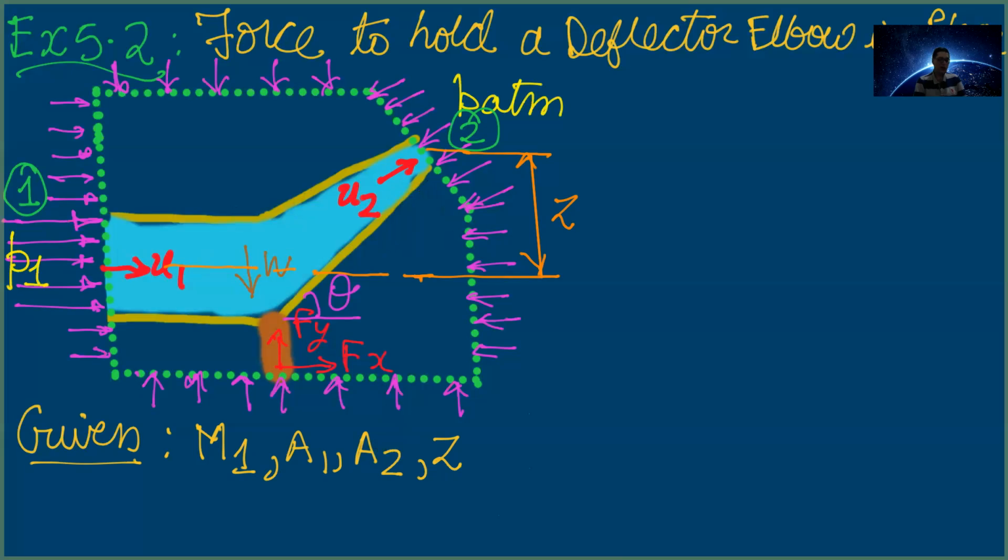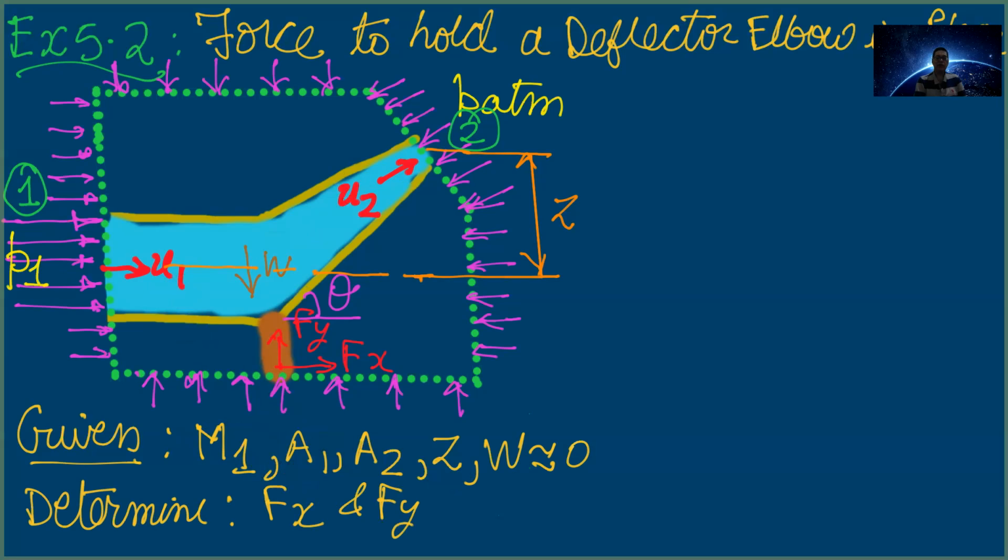Note that in this case, although you are given an inlet mass flow rate, the flow is considered steady. Although the cross-sectional area is changing, for a steady flow if you apply mass conservation, m1 equals m2, and you are given A1 and A2. So once you know the mass flow rate, A1 and A2, you can calculate the velocities at the inlet and outlet, U1 and U2. The weight for this problem we will consider negligible, and you have to determine Fx and Fy for this problem.